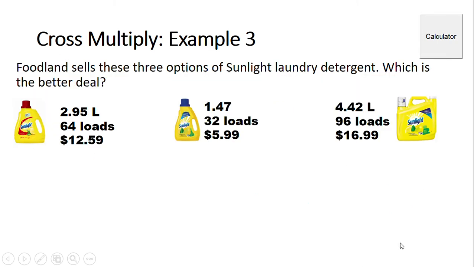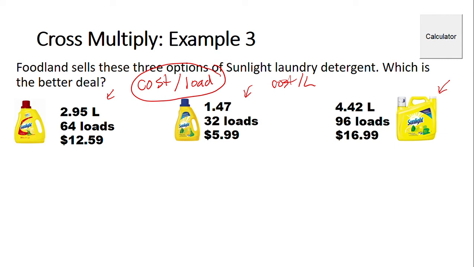Okay, this is our final example, and there's actually different ways that you could do this one. So the question is, Foodland sells these 3 options of Sunlight laundry detergent. Which is the better deal? So we have this one that we just looked at, which is now $5.99, and then we have this ginormous jug, which is $16.99. So you could look at cost per load, or you could do cost per liter. It's really just your choice, but I like to do cost per load, okay?